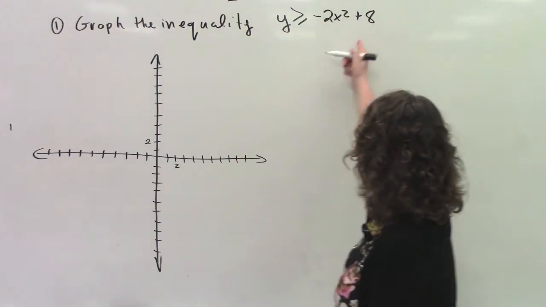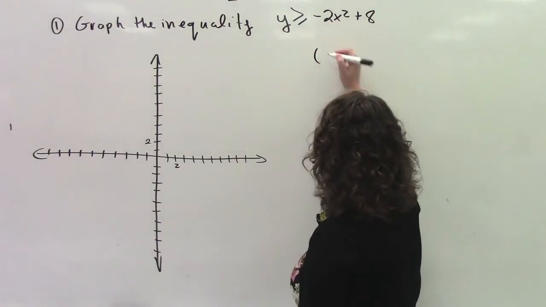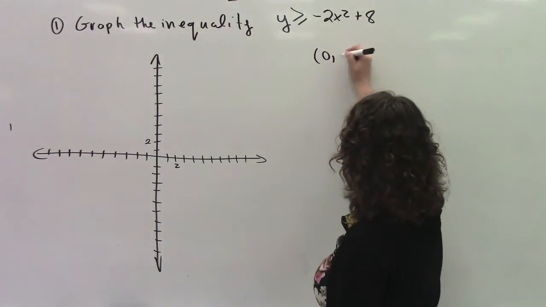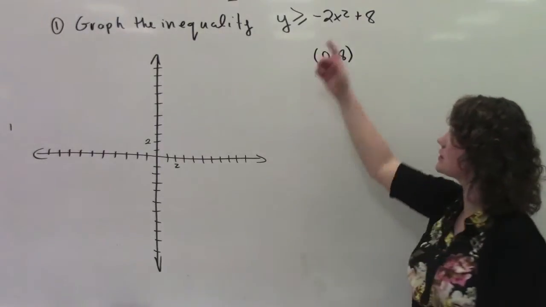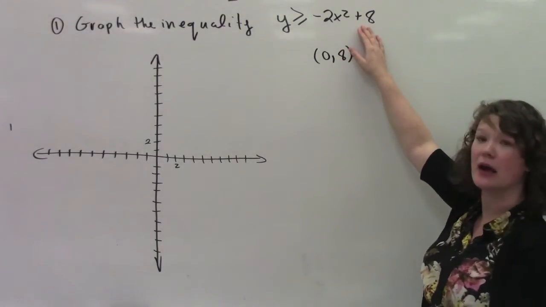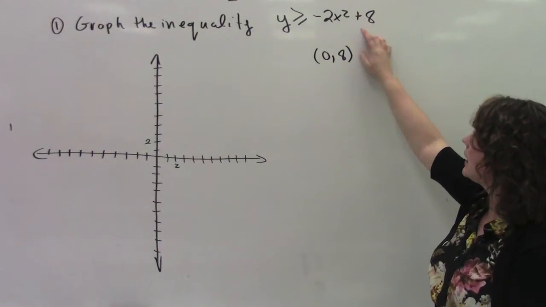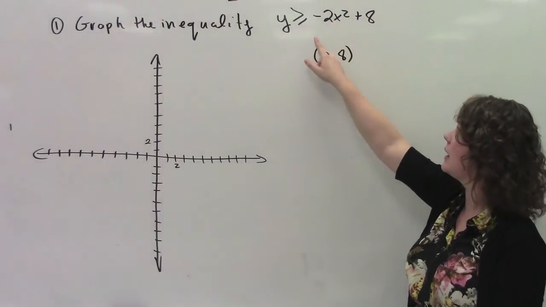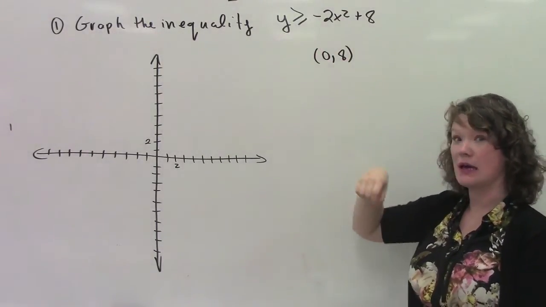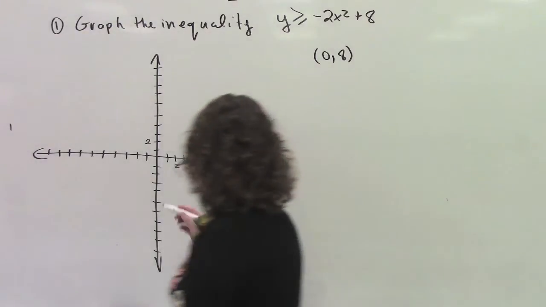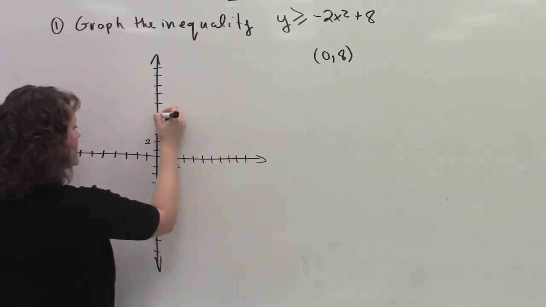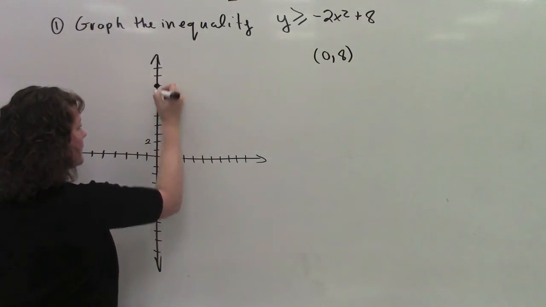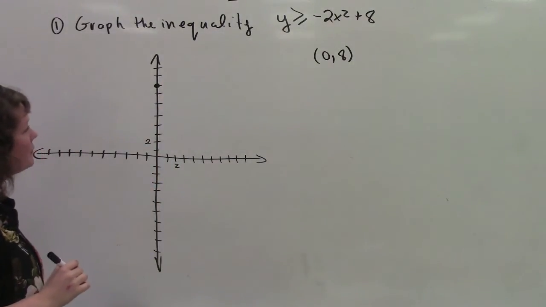So I know that my vertex here is going to be at 0, 8, okay? Because this is just in standard form, right? It's just going up 8. And it's being stretched by a factor of 2 vertically, and it opens downwards. So 2, 4, 6, 8. My vertex is right here, and we're going to be opening down.